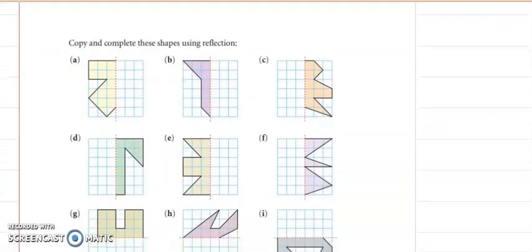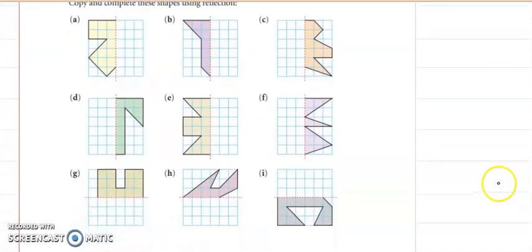Looking at the next one, we have some shapes that we need to complete. This is the line of symmetry given here, and we need to complete these shapes. I will do a few for you, and the rest of them you will do. You can find this file in your course material within the same topic. That file will be available for you to download and print out.